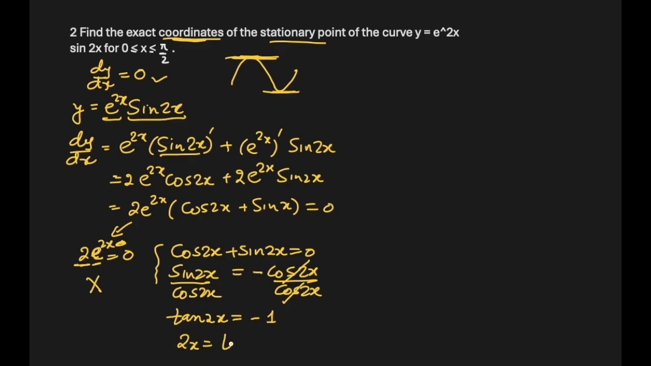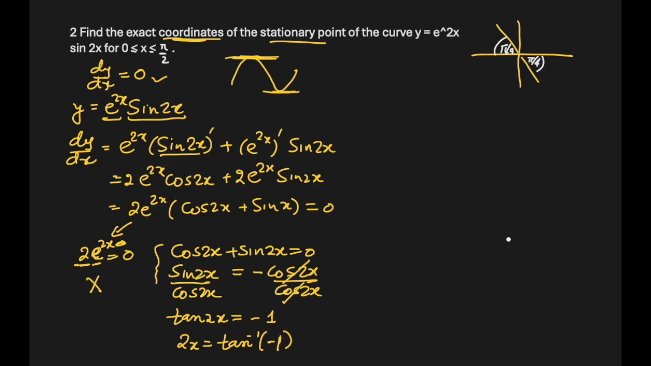2x is tan inverse of minus 1. Now we have to find where tan is negative 1. We know tan is negative in this quadrant and this quadrant, so that decides the quadrants. Now we'll do tan inverse 1 in our calculator, which gives us pi by 4, and that pi by 4 will be the angle with the horizontal line in both the quadrants we decided.